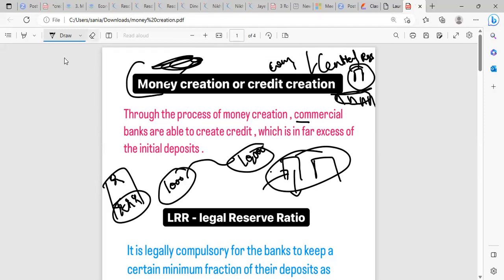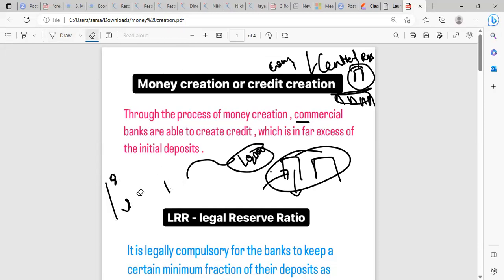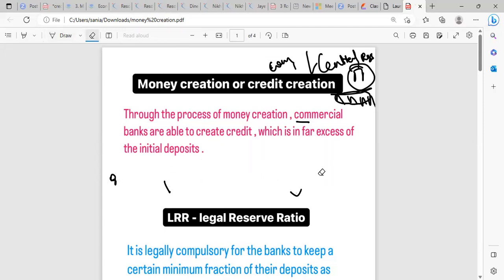So over here, we were doing money creation, right? So what is money creation? You can write it like this, that money creation is a process through which commercial banks are able to create credit. Credit is basically the money, right? Which is far in excess of the initial deposit. So for example, you deposited 1,000 rupees. This is your initial deposit. I hope you people know the meaning of initial.